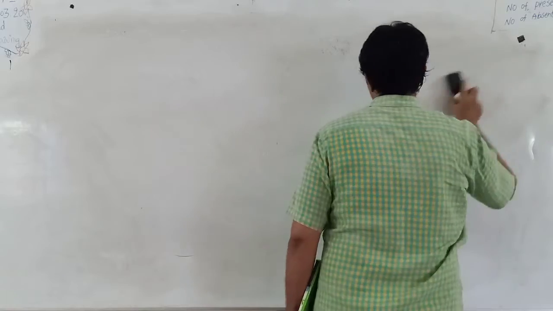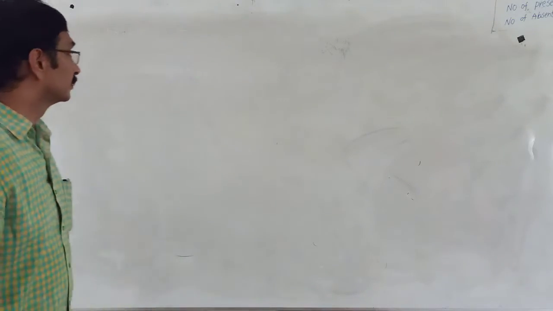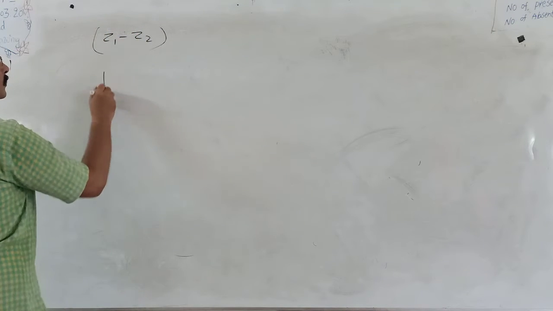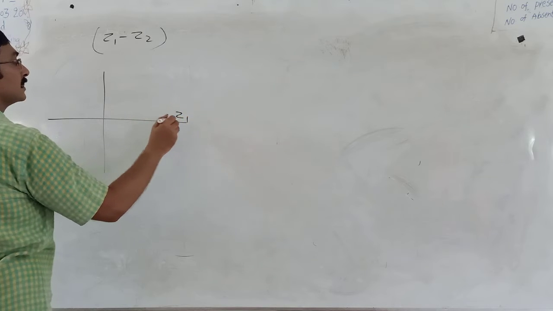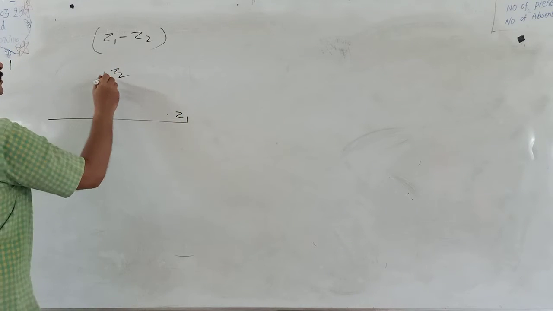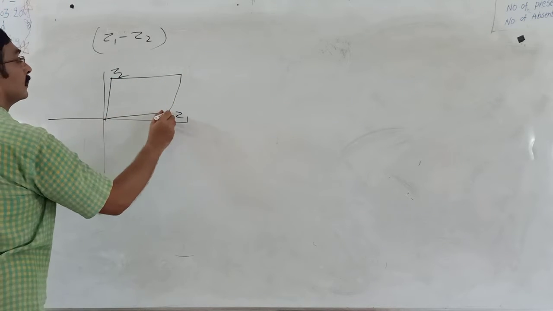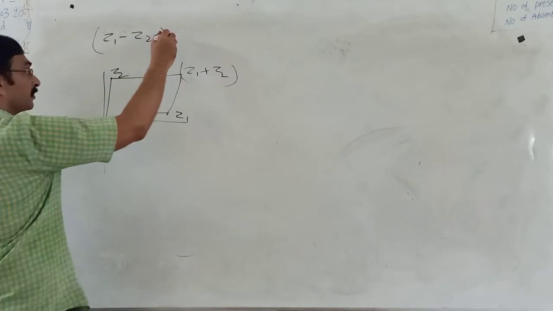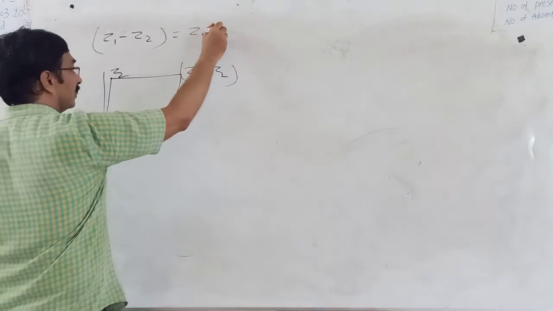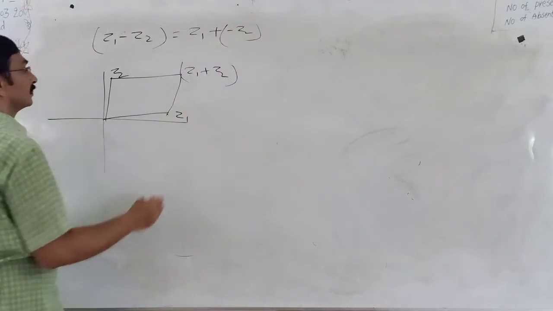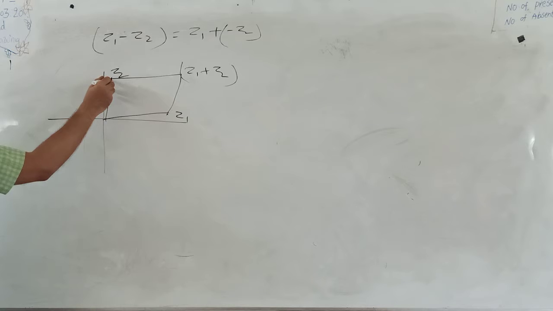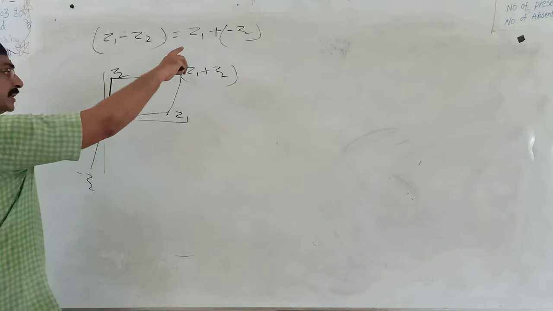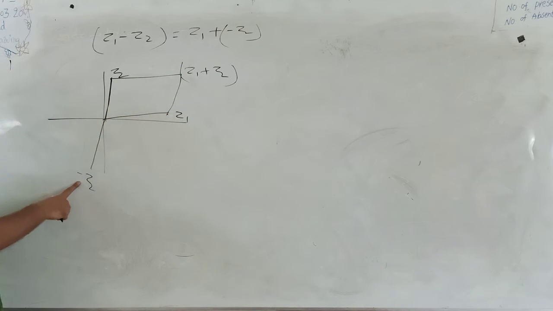Next, geometrically Z1 minus Z2. See, this is Z1, this is Z2, then this is Z1 plus Z2. Now Z1 minus Z2 is nothing but Z1 plus minus Z2. If this is Z2, minus Z2 is the image of that one with respect to the origin. Now what is required is nothing but Z1 plus this one.